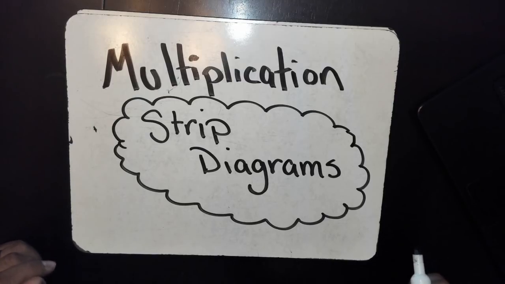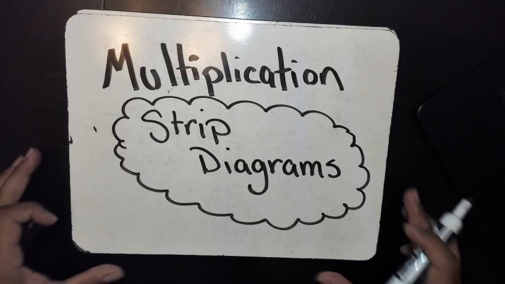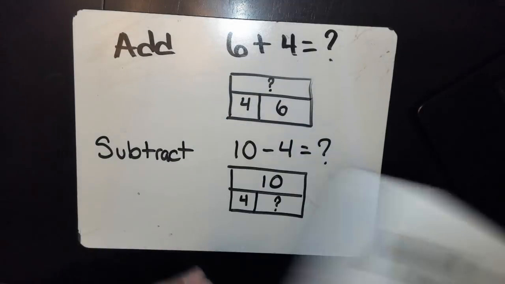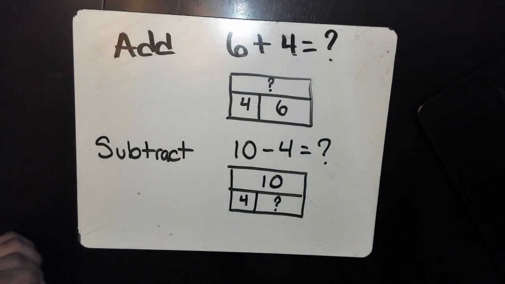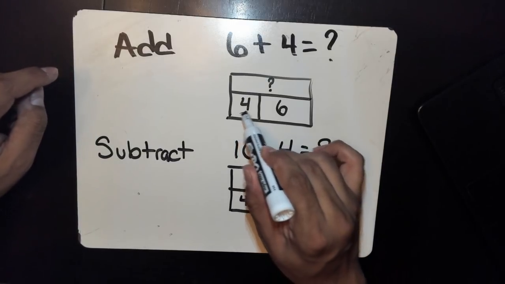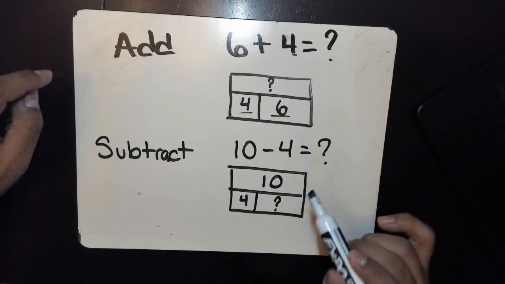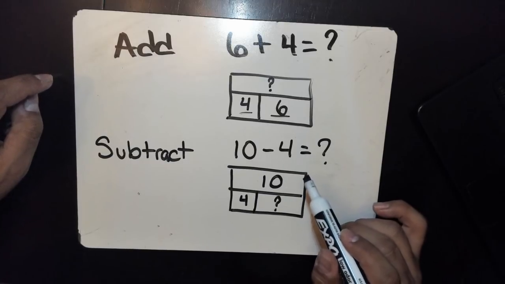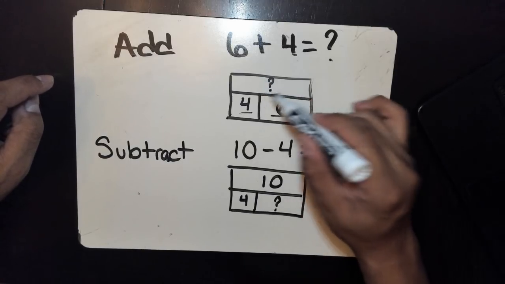Today we're doing multiplication strip diagrams. So to begin, let's review. In addition, we have a part and a part, and we're missing the total. So the question mark represents the total.